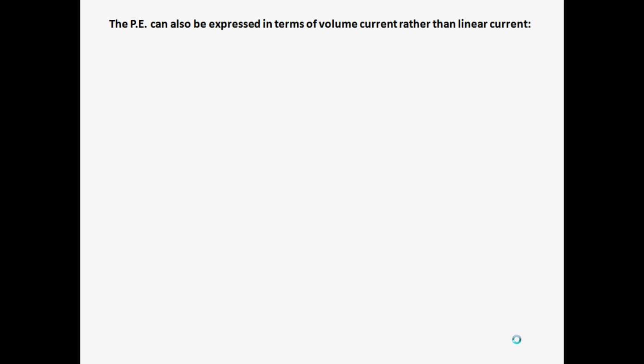Now the potential energy can be expressed in terms of the volume current rather than the linear current, since the linear current element I dl can be expressed through the volume current element J d tau, where J is the current density, that is current per unit area, and d tau is an infinitesimally small volume element. So potential energy W is equal to half volume integral of A dot J over the volume tau.